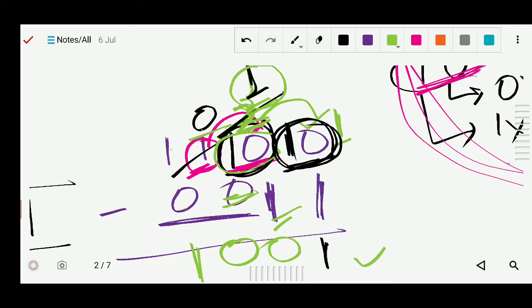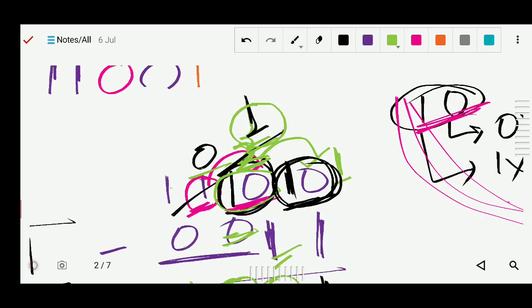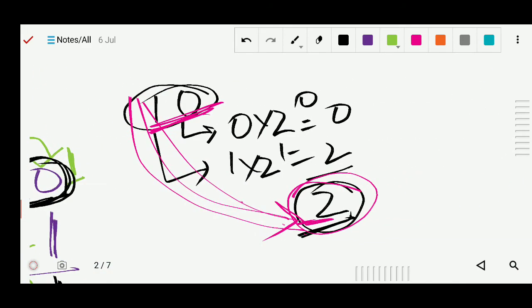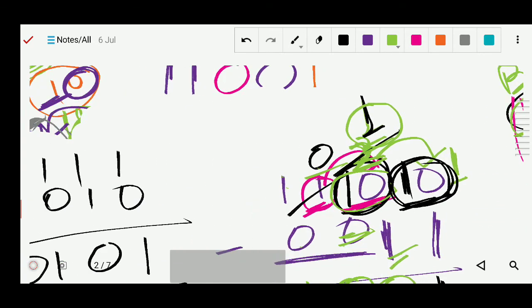Suppose you did not understand, please, one more question I am solving, you will understand better. But this concept I just gave, this 10, I just take it as a 2. This is in your binary number. When you convert it to decimal, you get the value 2. In your book another method is given. If you understand that one, this is very good. But I felt this method for the subtraction is very easy, so I share it with you.